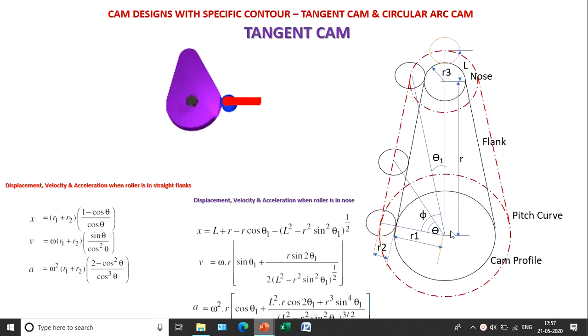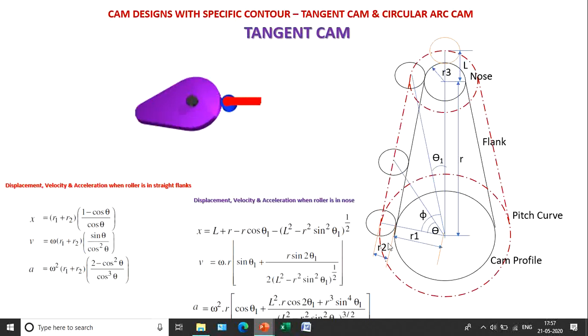The dimensions are fixed. Here the important dimensions are, this is the cam profile, this is the base circle, and this is the distance between the centers of the two circles. The base circle radius is R1. The top one, the smallest radius, is called the nose radius, and this is the flank. Usually a tangent cam is used only with a roller follower. Why? Because the flank is a straight line, and it is not advisable to use any follower other than a roller follower.